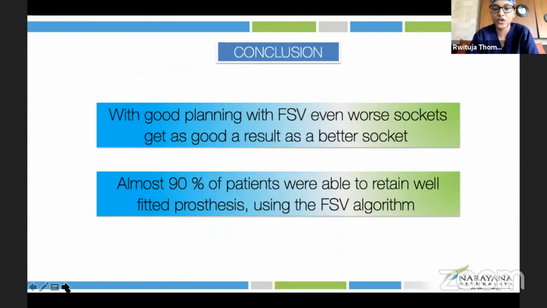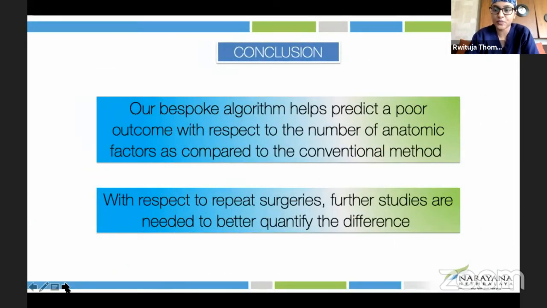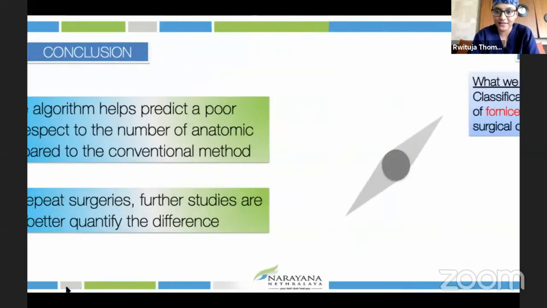So to conclude, with good planning, the FSV, that is fornix, surface, and volume classification, even worse sockets get a good result as a better socket with surgery. Almost 90% of the patients were able to retain a well-fitted prosthesis using the FSV algorithm. Our bespoke algorithm helps to predict a poor outcome with respect to the number of anatomic factors as compared to the conventional method. And with respect to the repeat surgeries, further studies are needed to quantify the difference.